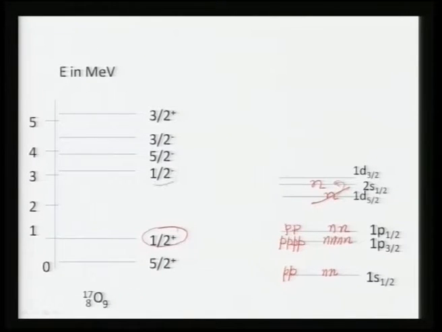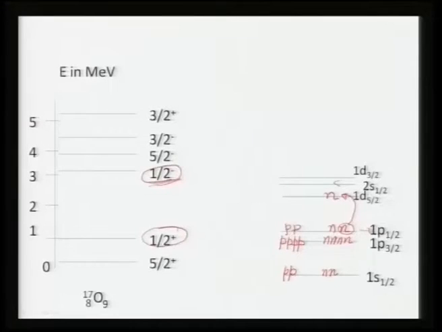Now, the next one is 1/2 minus. How do I get this 1/2 minus? This comes if I break this pair here, put this neutron here, and then the unpaired neutron is in this p1/2 state, and p1/2 will give you 1/2 minus. So, that is how this 1/2 minus is seen. So, it is a slight deviation from the extreme single particle model, which says that everything is decided only by the last unpaired nucleon.